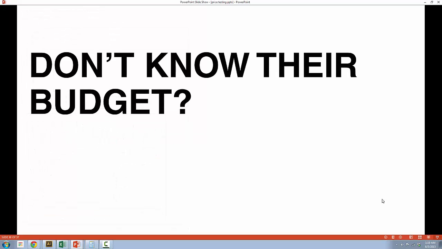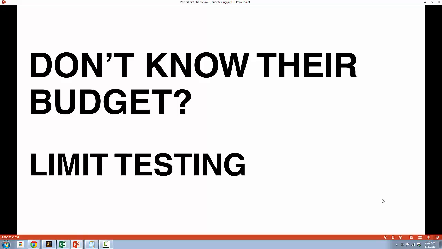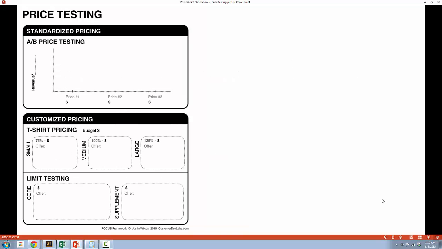So now what happens if you don't know the budget? Let's say they don't answer the question, or you just don't get the chance to ask them about their budget. The other option you've got is something called limit testing. Limit testing is very similar to T-shirt pricing, except you're sort of operating in the blind. You don't know what their actual budget is.